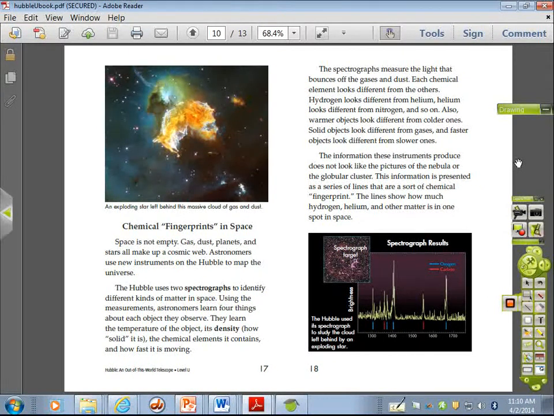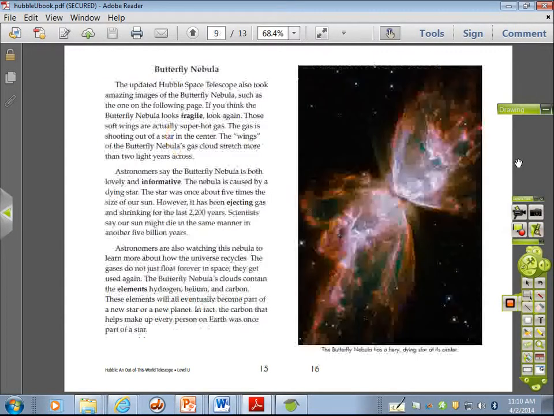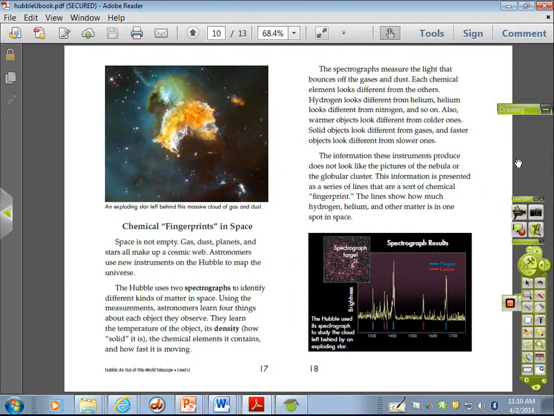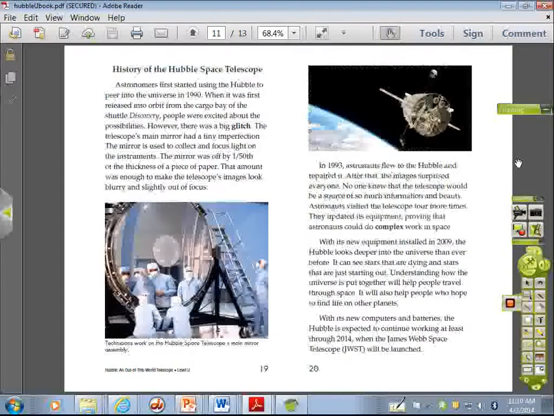An exploding star left behind this massive cloud of dust. That looks like a face. See? It does look like a face. Skip one of the captions. This one? See, a butterfly nebula is a fiery giant star in its center. Oh, that looks like a bigger fish. You can see the hair. That looks like Pac-Man to me a little bit. Yeah, if you look at it, there's Pac-Man and there's the girl.